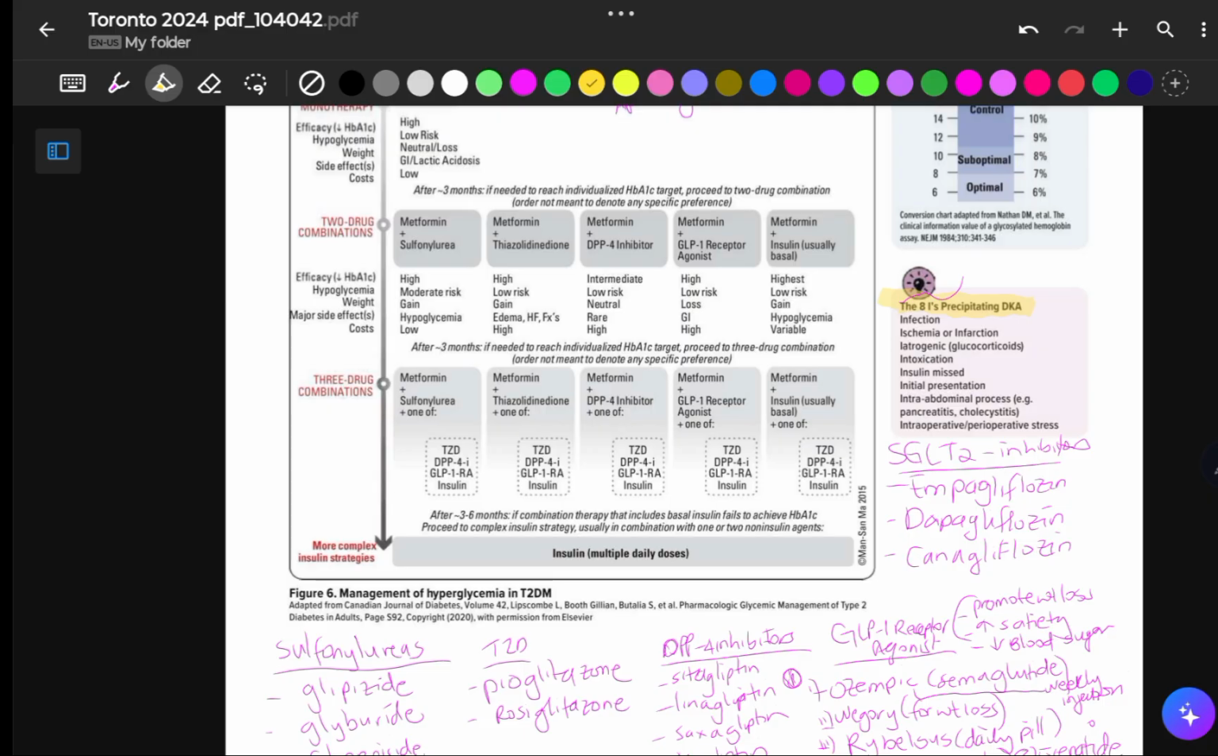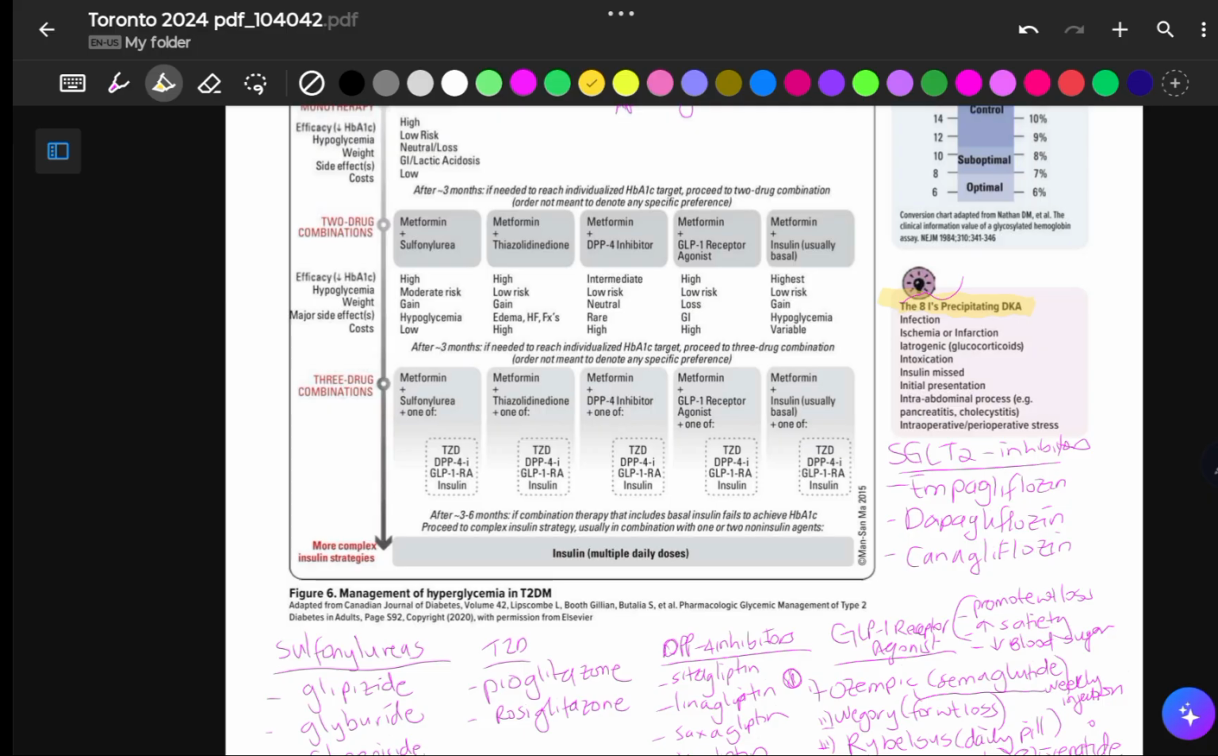So if after 3 months you still need to reach your individualized HbA1c target, so you have started a 2 drug combination, you may proceed to a 3 drug combination after 3 months if you still haven't gotten your target HbA1c. All right. So remember, with all of the steps, you are still maintaining what? A good lifestyle, a good diet, right? And then 3 drug combination. So as you can see, the first one is your metformin plus your sulfonylurea plus one of the following, either TZD or DPP4 inhibitors or insulin. All right.